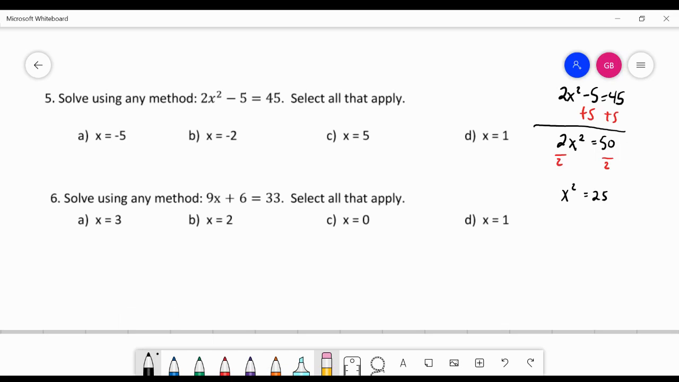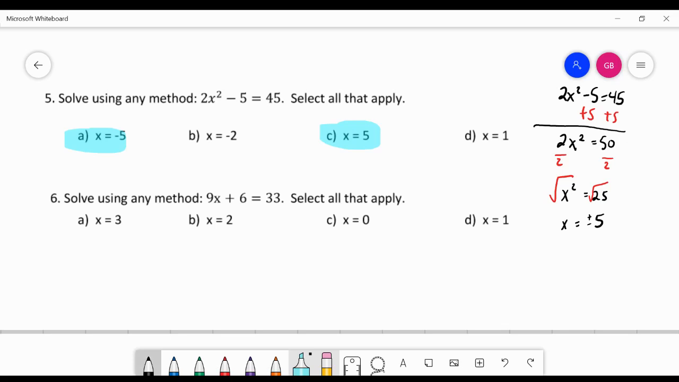And then the opposite of x squared is square root. So I'm going to find the square root of both sides. X is equal to plus or minus 5. So it'll be positive or negative 5. So my answer choices are A and C. Positive or negative.